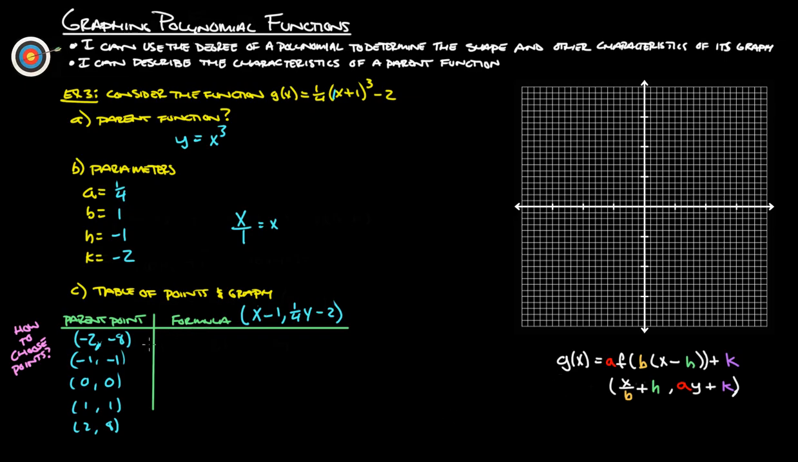Okay, and then now we're going to go through and calculate all these here. So we're going to plug in -2 for x. So we do -2 minus 1, right? And then we're going to do 1/4 of -8. And then minus 2, which gives us -2 and -2 is -4.